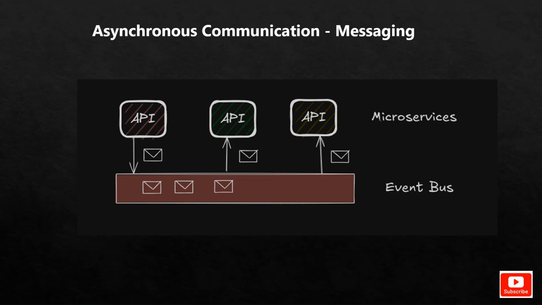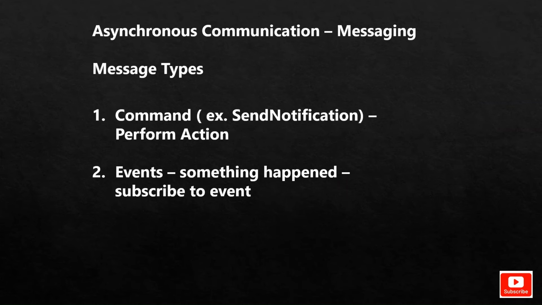Next, we will see how asynchronous communication happens via messaging. So here we can see that there are multiple microservices and the communication is happening via a message broker. API 1 sends the message to the event bus and other microservices have subscribed to the event and they're listening to these messages. Here we can see that the microservices are not communicating with each other directly but via the message broker, and it is asynchronous communication because API 1 need not wait for the other APIs to process the message.